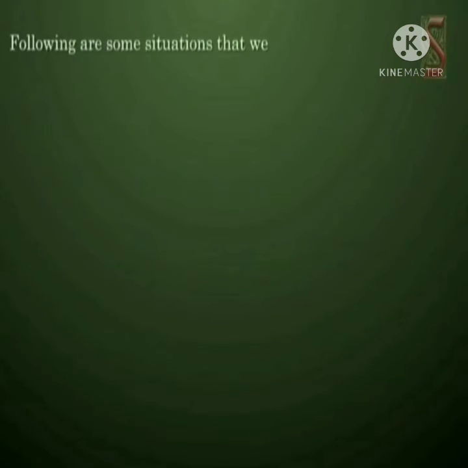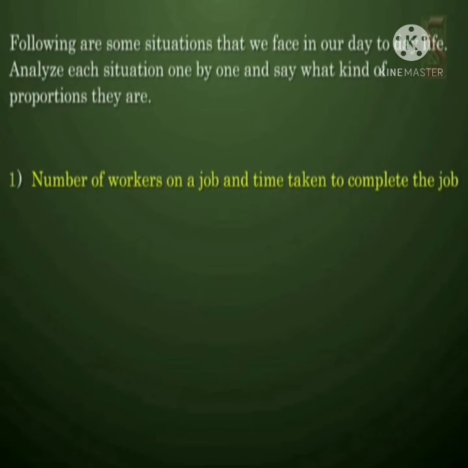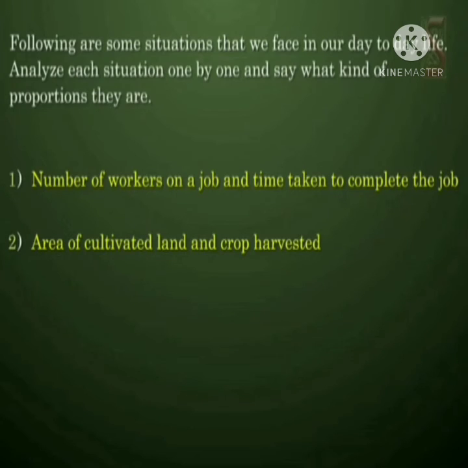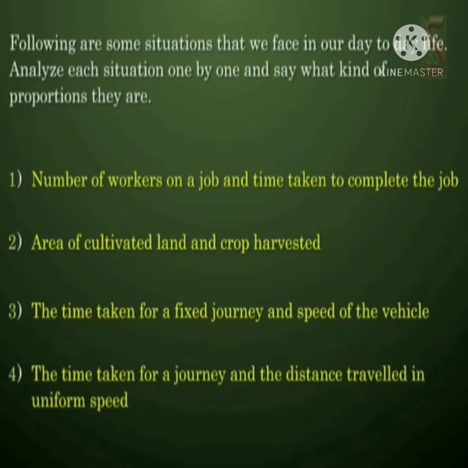Following are the situations that we face in our day-to-day life. Analyze each situation one by one and say what kind of proportion they are. First, number of workers on a job and time taken to complete the job; area of cultivated land and crop harvested; time taken for a fixed journey and speed of the vehicle; the time taken for a journey and the distance traveled in uniform speed.